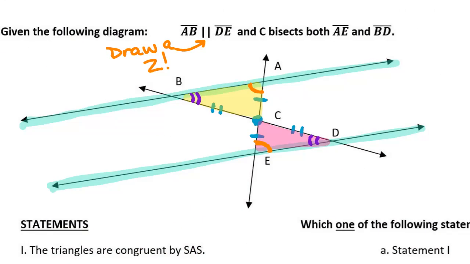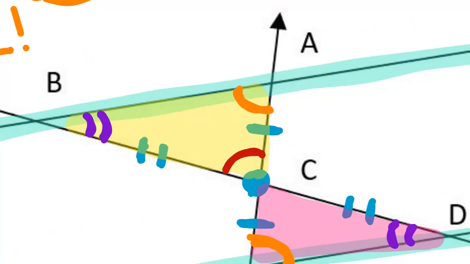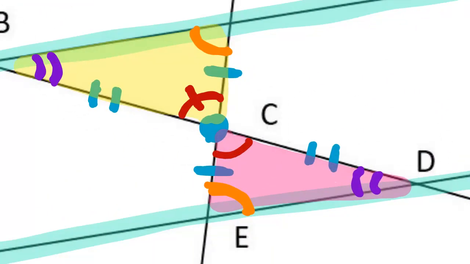Is there anything that I'm allowed to mark in this picture even though it doesn't have to do with parallel lines and it doesn't have to do with bisectors? Vertical angles right here at C on either side. We can mark our vertical angles. So I know that all three angles in the top triangle are congruent to all three angles in the bottom triangle. And I know about two pairs of sides.